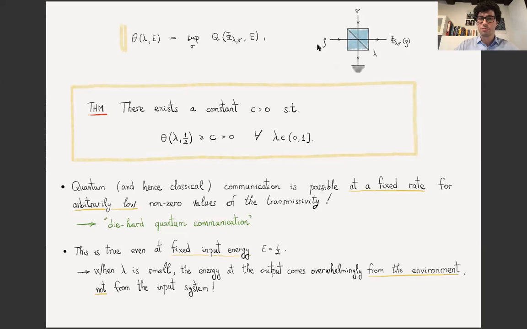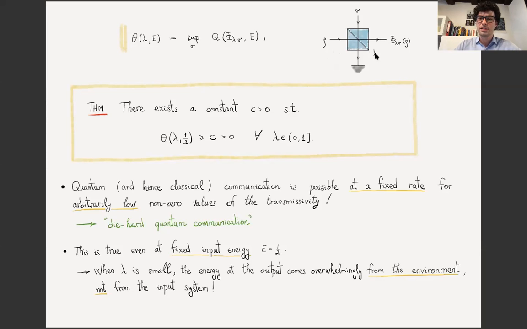One could think, okay, the transmissivity is small, but I have a very large Hilbert space, so I can access a very large range of possibilities. So maybe I can make up for the small transmissivity by going to some remote corner of the Hilbert space. No, this is not what's going on here, because you are also fixing the input energy. That means you have a small section of the Hilbert space to play with, but still you can achieve non-zero quantum capacity, larger than a constant.